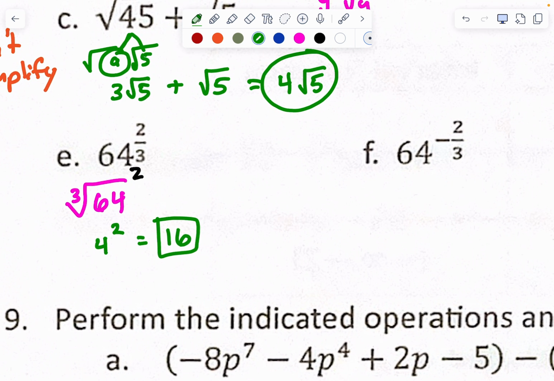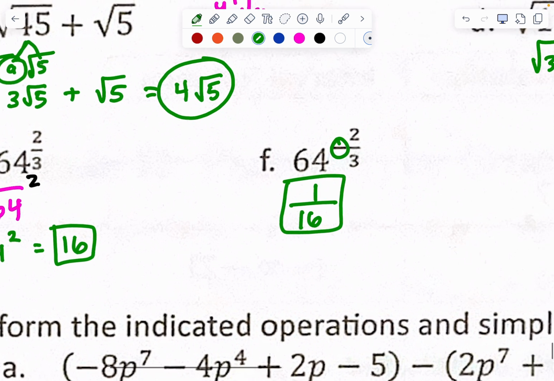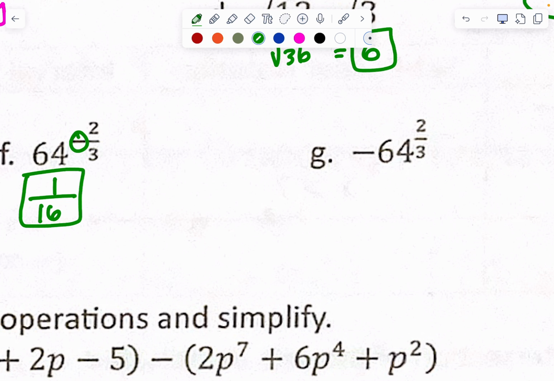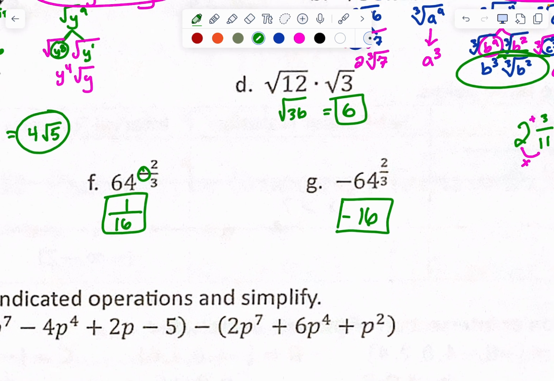All right, now, what does a negative exponent do? It flips it to the bottom, right? So this would be 1 over 16, right? Because we already know 64 to the 2/3 power is 16. So it'd be 1 over 16. What about this guy? Negative 16. It doesn't flip it, right? It only flips it if the exponent's negative. Okay?